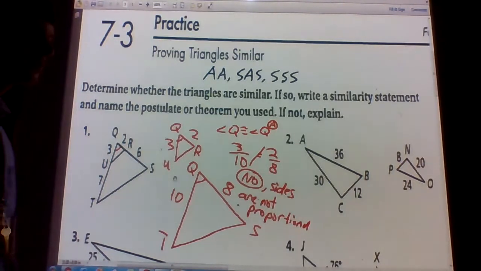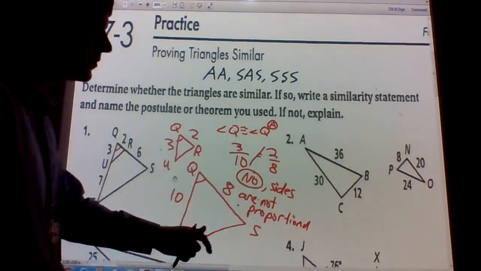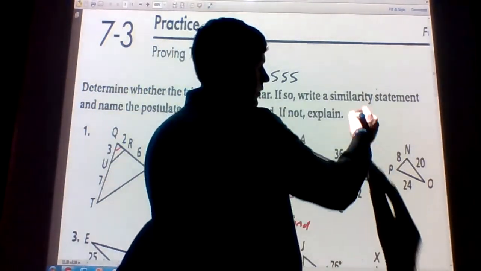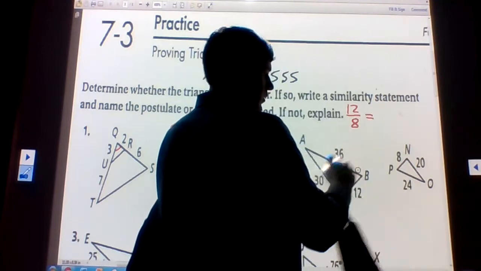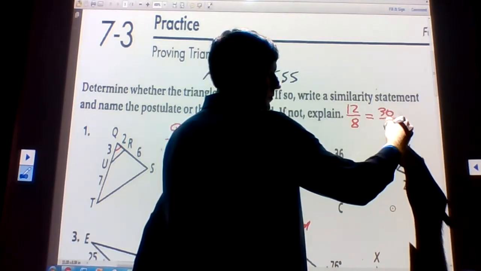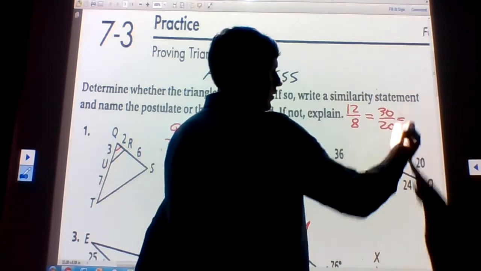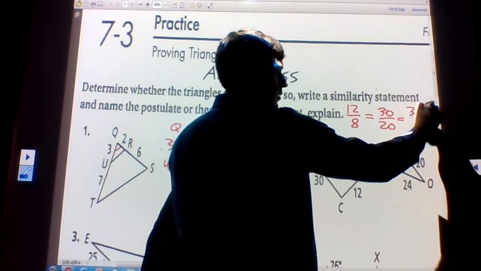And remember, if these are going to be proportional, the smallest side of one figure is going to match up with the smallest side of the other, and the largest from one figure is going to match up with the largest from the other. So the smallest in the first one is 12, so 12 is going to correspond with 8. 30 is in the middle, so it's going to correspond with 20 because 20 is in the middle. And then the largest two sides will correspond with each other, so that's 36 and 24.